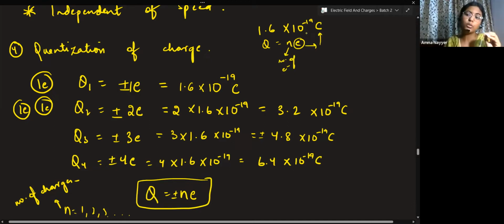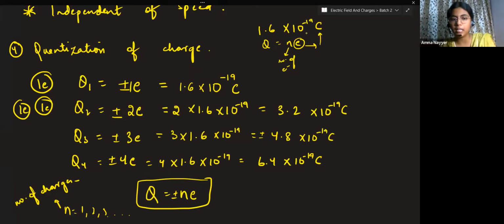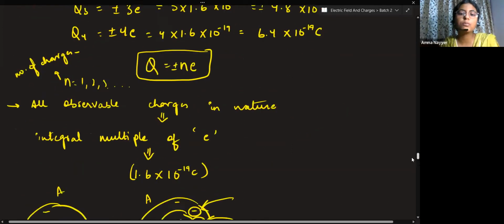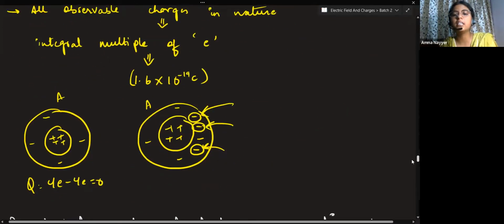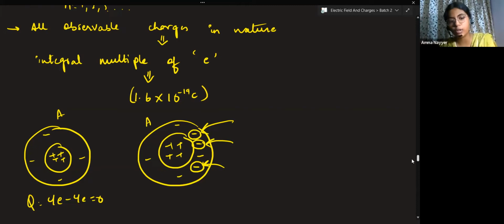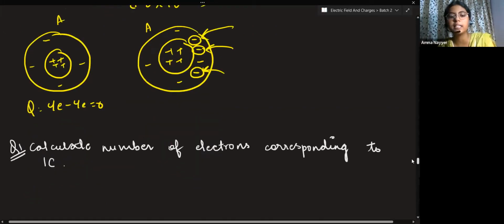This is known as quantization of charge. Means charges are integral multiples of 1.6 into 10 to the power minus 19. So all observable charges in nature are integral multiples of 1.6 into 10 to the power minus 19 coulomb, and all of you should remember this value, 1.6 into 10 to the power minus 19 coulomb.